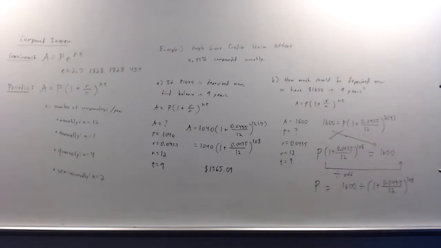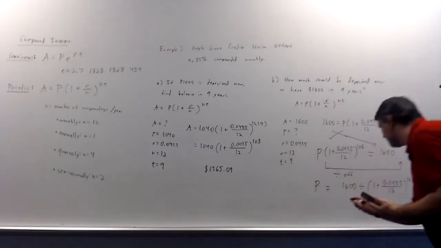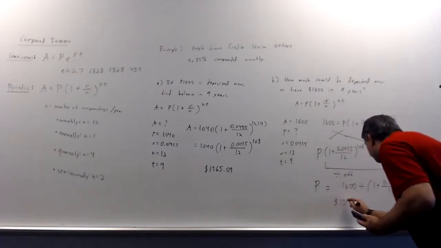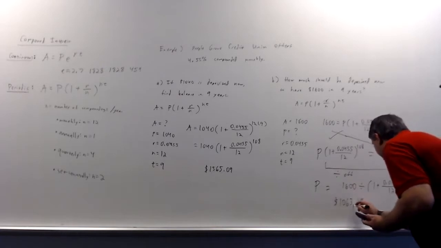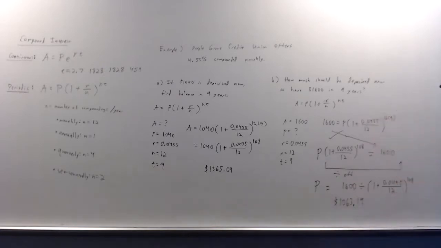To the nearest cent, I got $1,063.19, rounded to 2 decimal places.